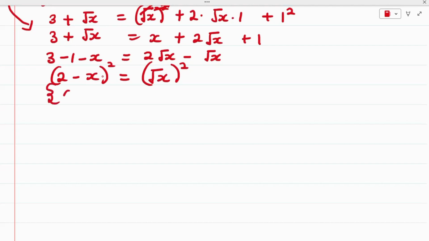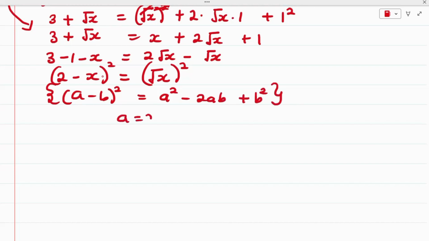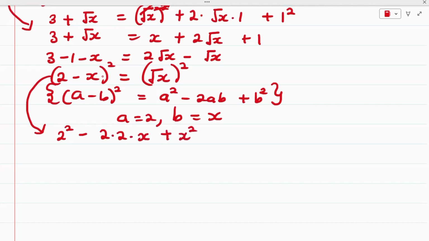So applying this property that says a minus b all squared, this is equal to a squared minus 2ab plus what? b squared. All right, and we have that a is equals to 2 and b is equals to x. So applying this property to the left hand side, we have this to be 2 squared minus 2 multiply 2 multiply x plus x squared is equal to, this is going to cancel out this, we have this to be x. So we have 2 squared is 4 minus 2 multiply 2 multiply x will give us 4x plus x squared is equals to what?